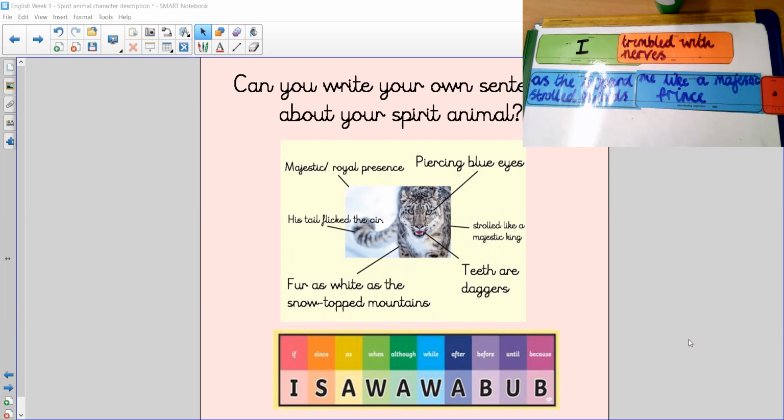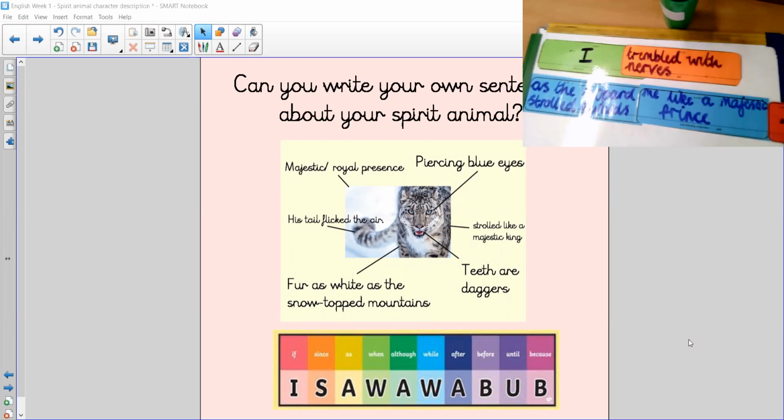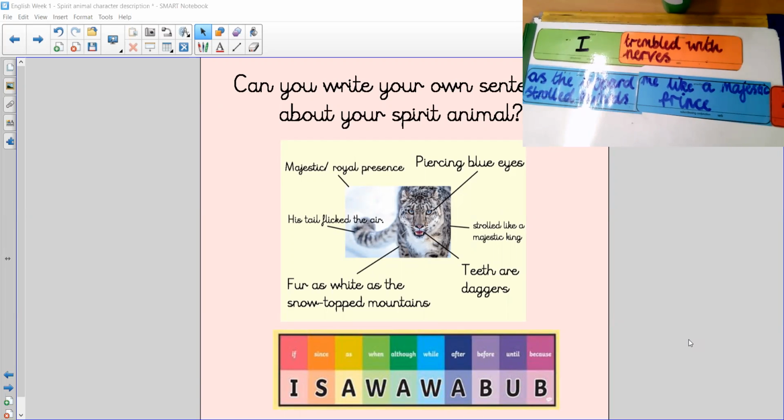Okay, so I've used that subordinating conjunction as, sorry, the light is a bit funny. As the leopard strolled towards me like a majestic prince. And I've also used a simile there because I've compared the leopard to a majestic prince. Okay, so I'm just checking that I've done my subordinate clause correctly. Well, would it make sense on its own? As the leopard strolled towards me like a majestic prince. That doesn't make sense on its own. That's a fragment, not a sentence. Okay, does it start with a subordinating conjunction? Yes, it starts with our subordinating conjunction as. So there is my first subordinate clause.